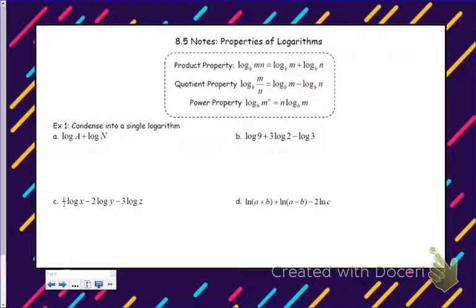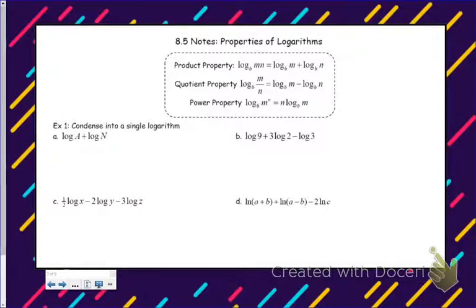Hi guys. So today we're going to look at some properties of logs. These are going to be very similar to some of your exponent properties, and we're going to apply these to logs to be able to expand them, condense them, and just rewrite them in different forms. So there were three major properties that you need to understand for logs.